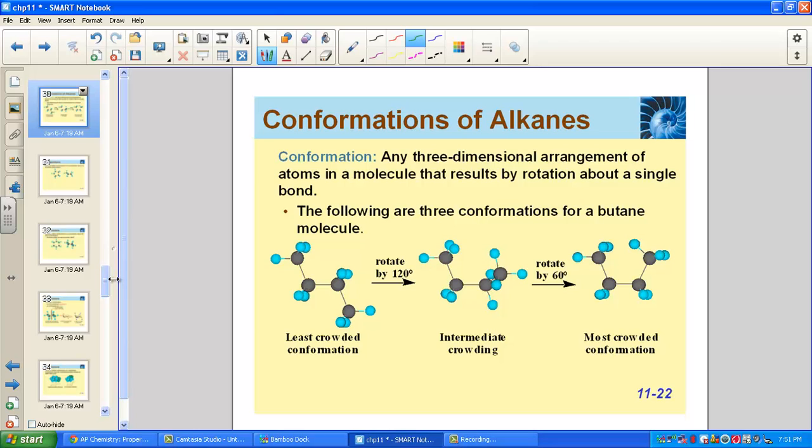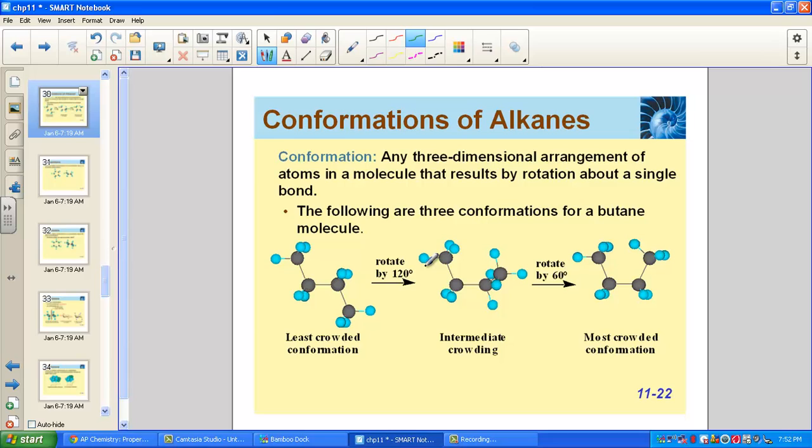And it says the VSEPR model gives us a way to predict the geometry about each carbon in an alkane, but it really provides us no information about the 3D shape of the entire molecule. So VSEPR theory says about a specific atom, like I can talk about VSEPR around this atom or this particular atom, but it really is limiting in terms of an entire molecule. So when we talk about conformations, we're looking at the entire structure of the molecule in terms of how it arranges all of the atoms in space. Those are what's known as conformations.